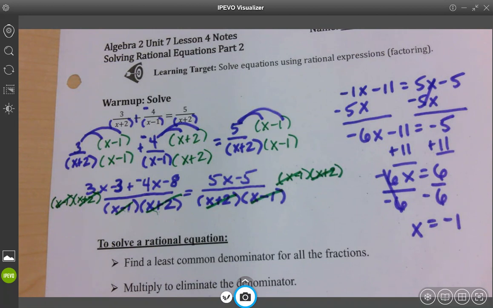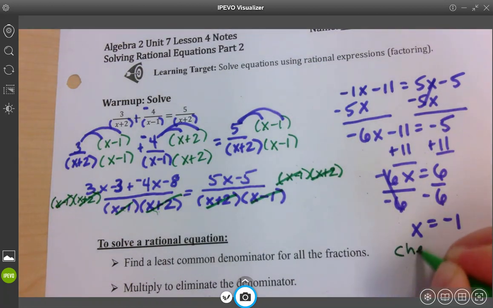What do I need to check? I need to check the negative 1 to see if it makes the denominator equal what? 0. Yeah, you can't have a denominator of 0. So when I check it, I just substitute it for the x in the denominator.